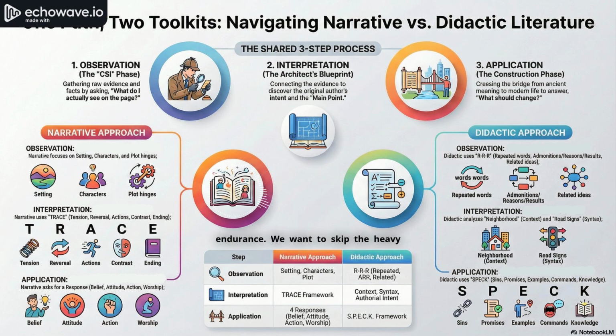We want to skip the heavy lifting, grab a hammer, and just start swinging at our own lives to fix our immediate problems. This is the danger of the deductive trap. We naturally read deductively rather than inductively. Explain that difference real quick. Sure. Reading deductively means starting with our own feelings, our own assumptions, or a predetermined conclusion, and then scanning the ancient text, hunting for a verse to validate what we already feel.